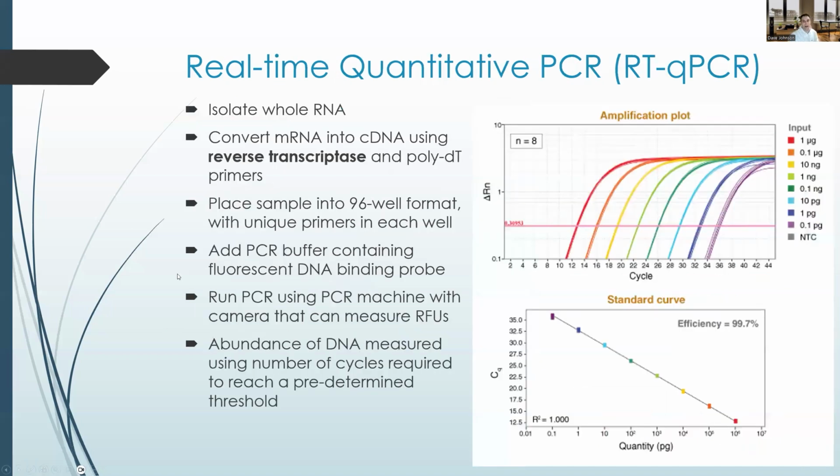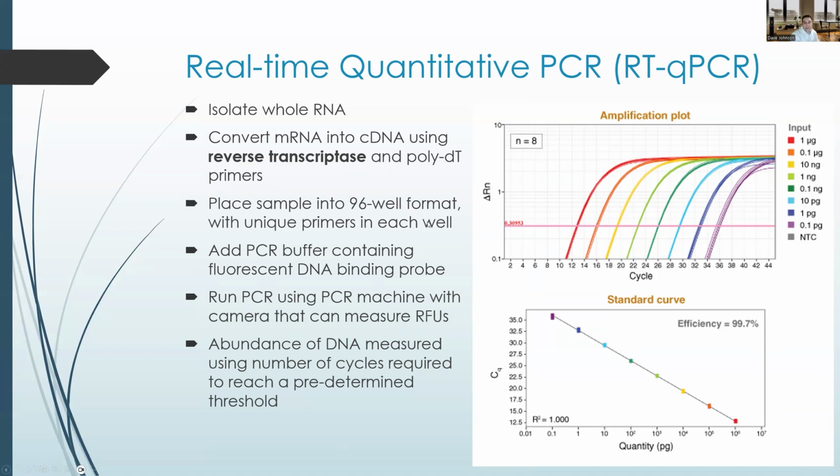The next technique we'll talk about is real-time quantitative PCR, also known as RT-qPCR or RT-PCR, depending on which lab you're in and how you want to refer to it. Again, here you're going to see we're going to isolate whole RNA. We will then use reverse transcriptase with poly-dT primers to specifically amplify the mRNA. And I don't have it here, but you are going to convert that into cDNA again. So again, we have this population of cDNAs.